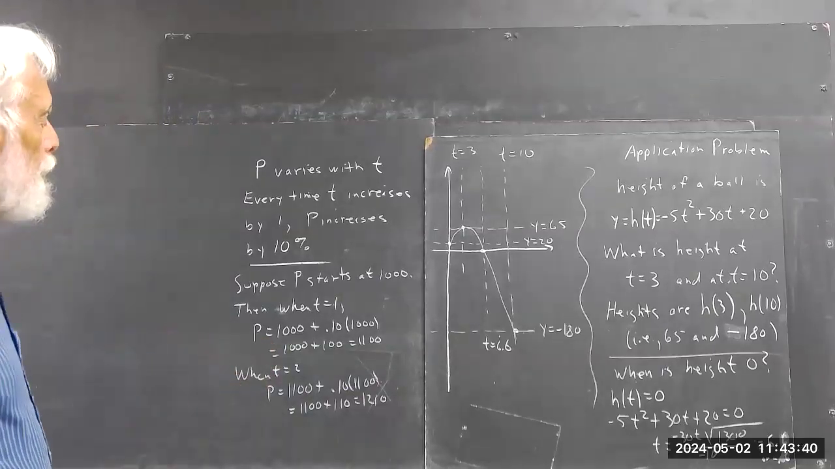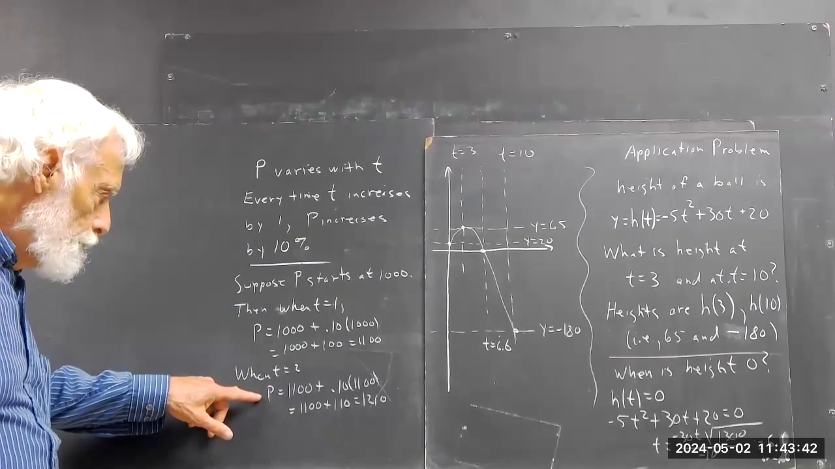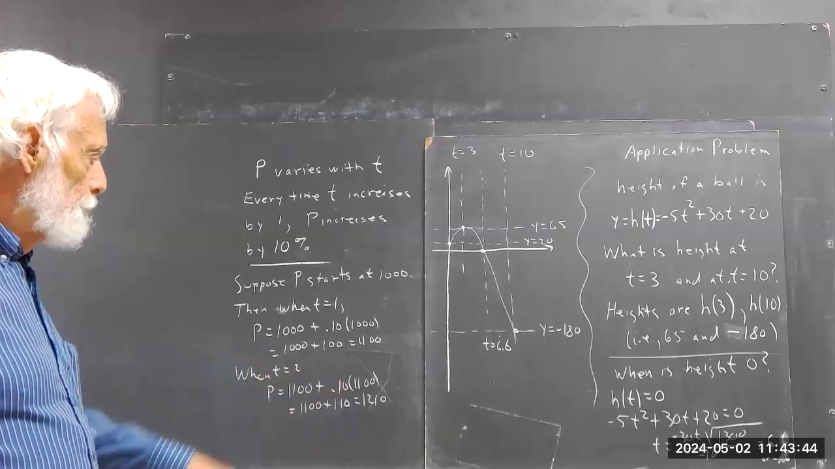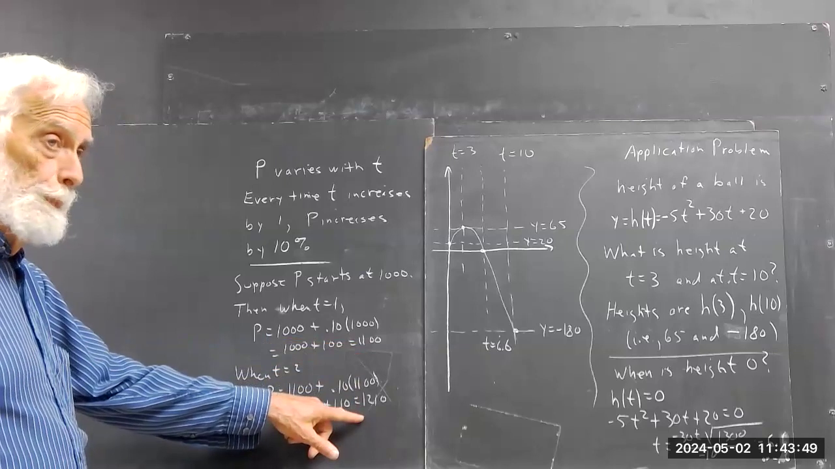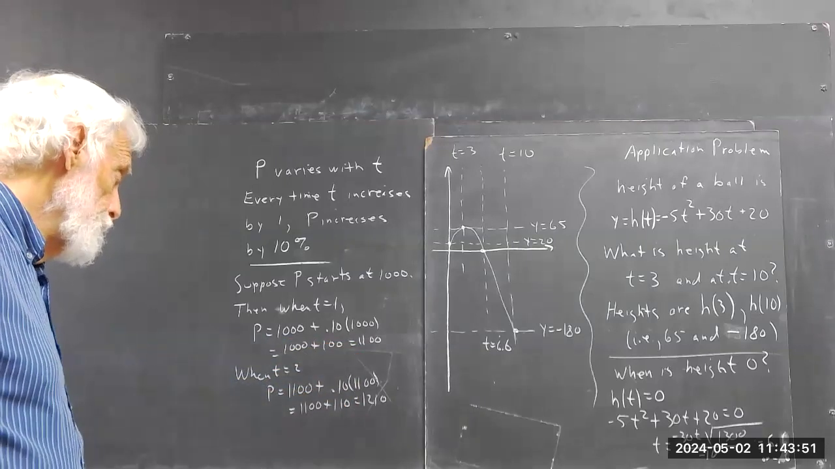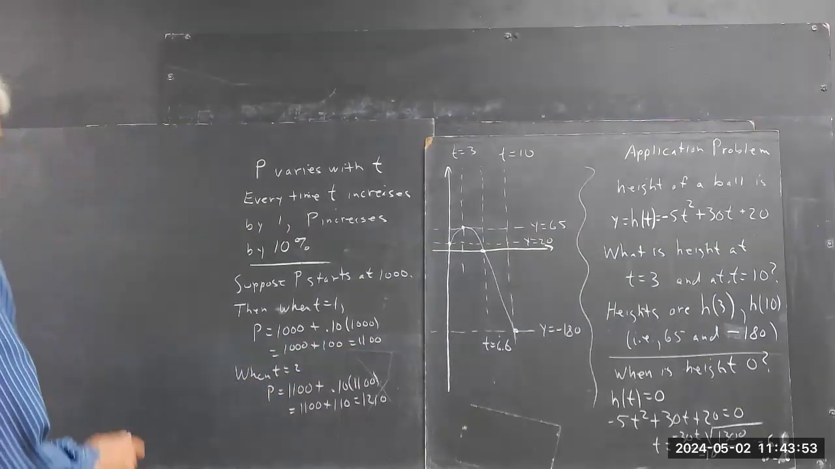t equals 2. P is going to increase by 10%. Starting at 1,100, increased by 10%, it goes to 1,210.